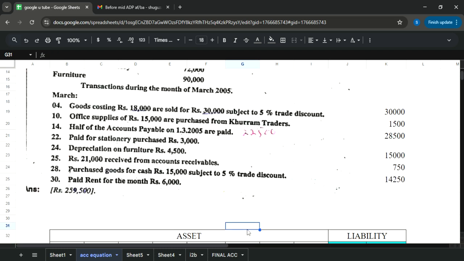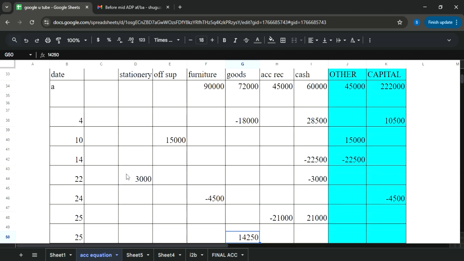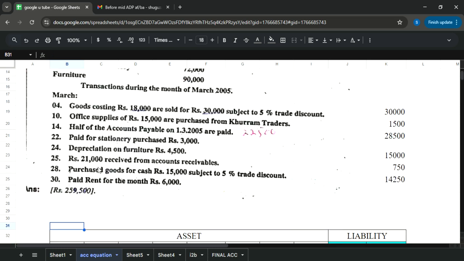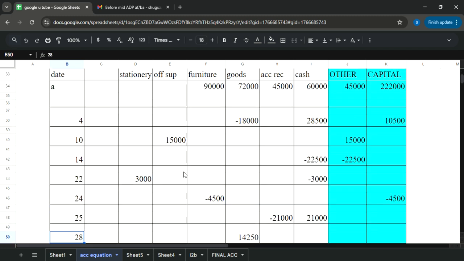Which entry was it? Purchase, 28th entry, and the date was not accurate. That is why I was looking at it a second time. 28th is saying that purchase goods. So goods are coming, cash is going out. So you will come over here. Since cash is going out, there is a decrease in cash. 14,250 with a minus sign because cash is going out.